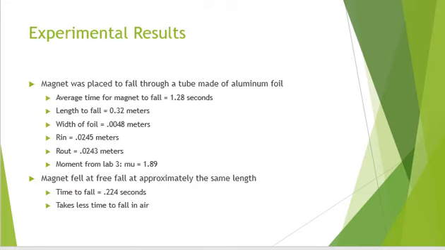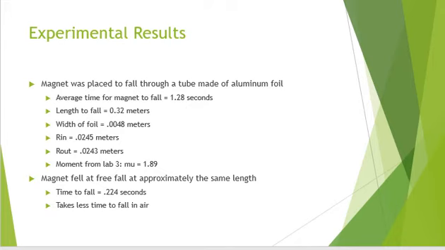In performing the experiment, the tube was created by folding common household aluminum foil. The tube had a length of 0.32 meters, the width of the foil was about 0.0024 meters, and the inner and outer radii of the tube were respectively 0.0245 meters and 0.0243 meters. The magnetic moment found in Lab 3 was used in these calculations at a value of 1.89.